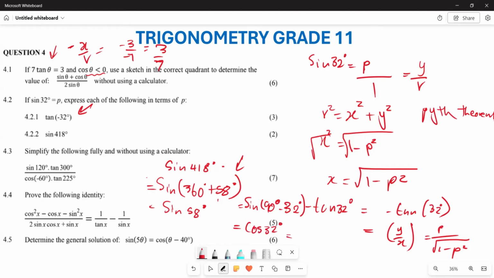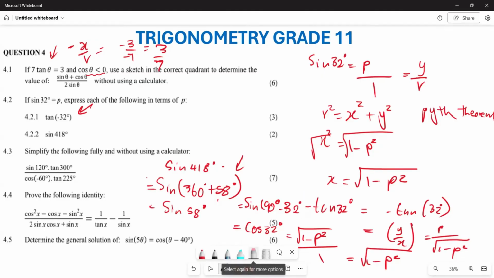And what is cos of 32? Remember, your cos is given by x over r, which means the value of your x is what? It's the square root of 1 subtract p squared, and then the value of your r is 1. So which means basically the answer here is going to be the same as the square root of 1 subtract p squared. Okay. Hopefully all of this makes sense to you now and you can answer these types of questions.